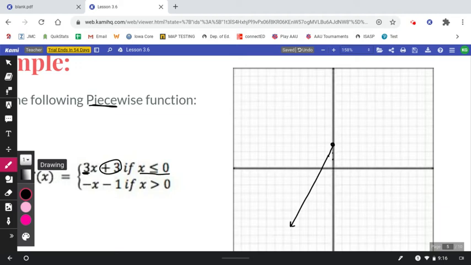Now, I also have to be careful looking for the fact that this is less than or equal to, so making sure this is a solid dot. On the second one, when I start it, x is greater than 0, so it's going to be an open dot.